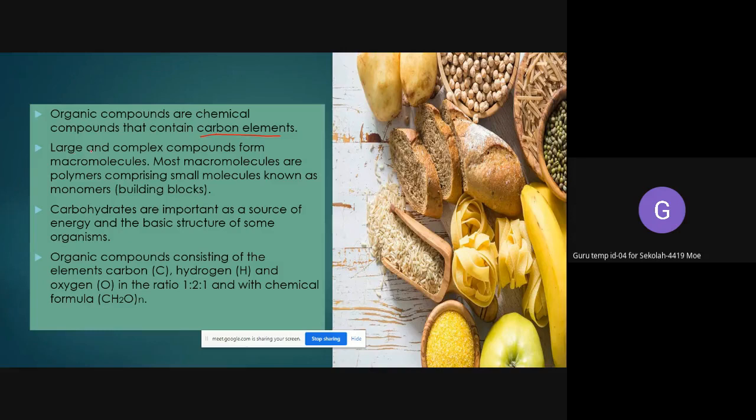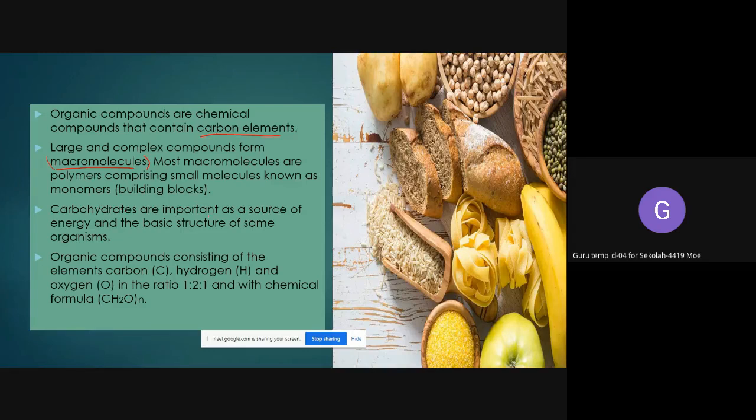Large and complex compounds form macromolecules. So, carbohydrates is an example of macromolecules. Most macromolecules are polymers comprising small molecules known as monomers. So polymers ni, dalam polymers ada banyak monomers. Monomers ni act as a building block. Maksudnya polymers ni diperbuat daripada monomers.